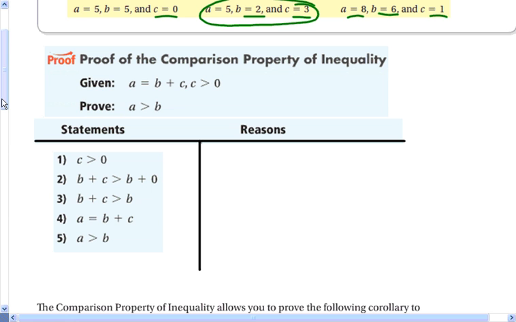Proof of the comparison property, the one we were just talking about. We're just going to fill in the reasons here. So C is greater than 0. You can see that that's given. And what we're going to do next is just add B to both sides. So that's the addition property of inequality. Then the next step, we just add the B plus 0, and that's equal to B. That's the identity property of addition.